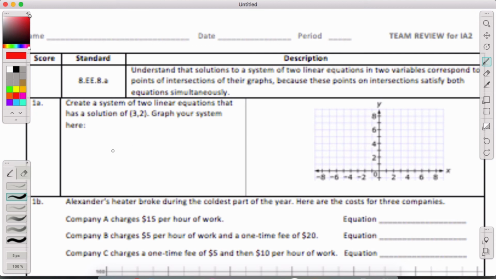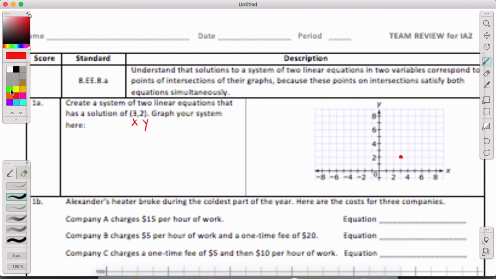All right, so number 1A, it says create a system of 2 equations that has the solution 3, 2 graphed on and graph it here. And what they mean by graph it here, they mean it over here. All right, so 3, 2. 3 is going to be our x value. 2 is going to be our y value. I'm going to start at 0, 0. I'm going to go over 3 and then up 2. And there you go. That's your coordinate point.